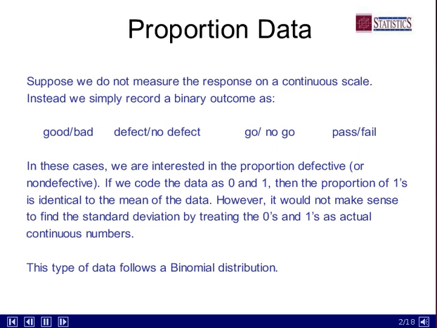So in general, this type of data follows a binomial distribution. Although it is common to use a normal approximation to solve the problem, it actually follows a binomial distribution, the bi part coming from two possible outcomes.